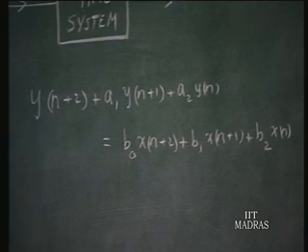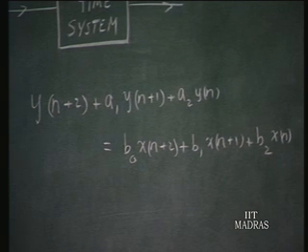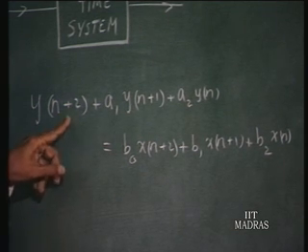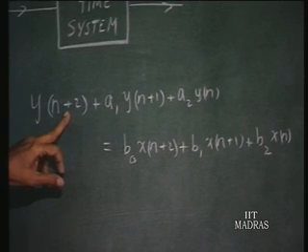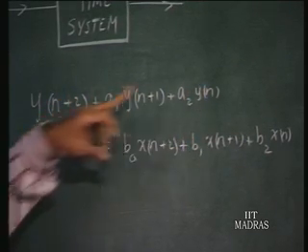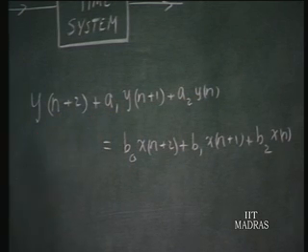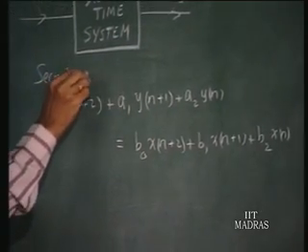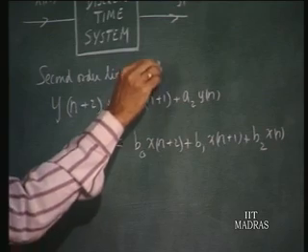Now this is said to be a second order difference equation. It is said to be second order because the highest argument of the independent variable, which is n plus 2, and the lowest argument of the independent variable, which is n, differ by 2. Therefore this is said to be a second order linear difference equation.